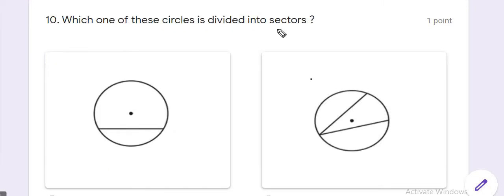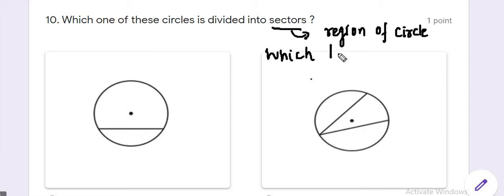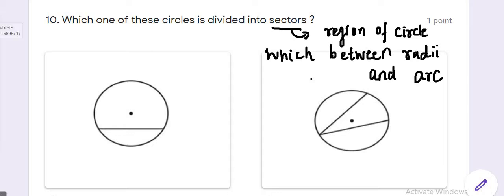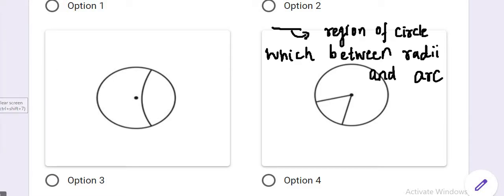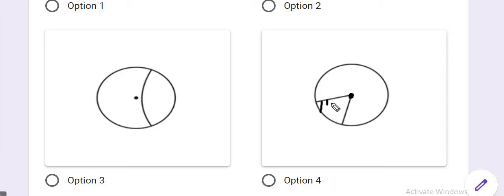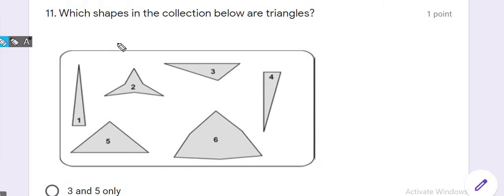Which of these circles is divided into sectors? Sector is that region of circle which is between radii and arc. So out of these four options, we have the most suitable option as option number D. As we can see that this region is between radii, here it is radius, this is radius, and arc. So D is the correct option because sector is the region between radii and arc. So D is correct.